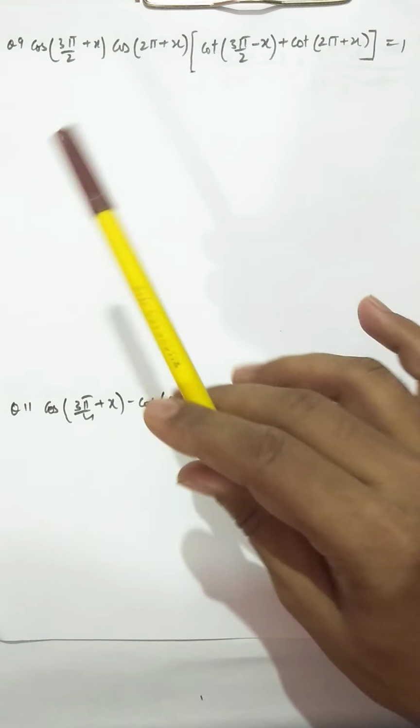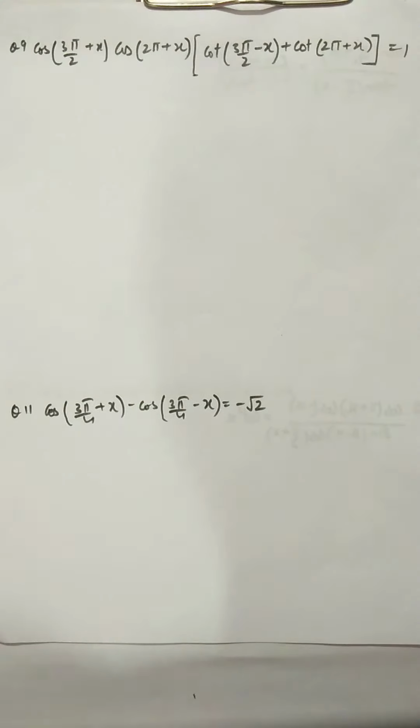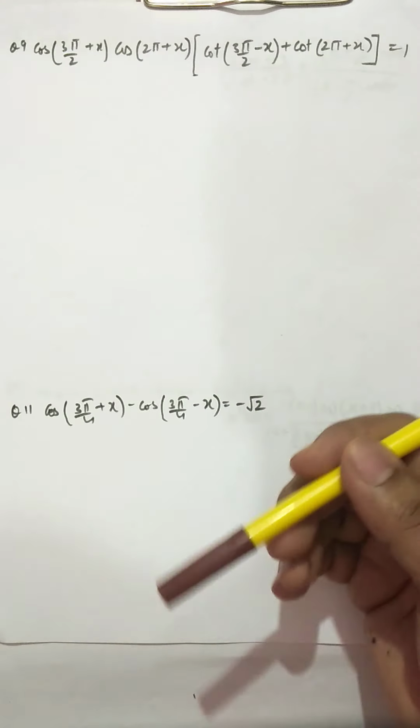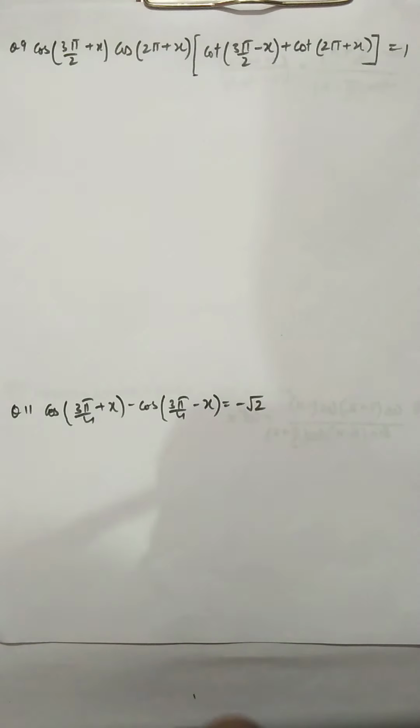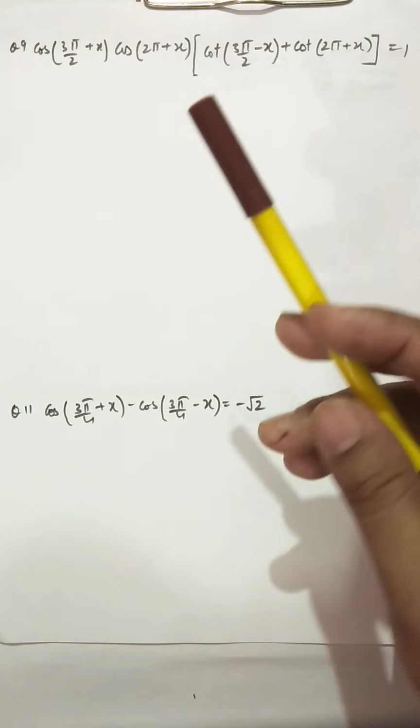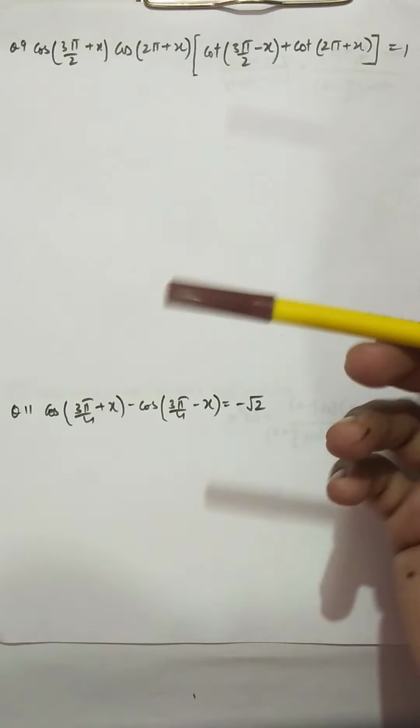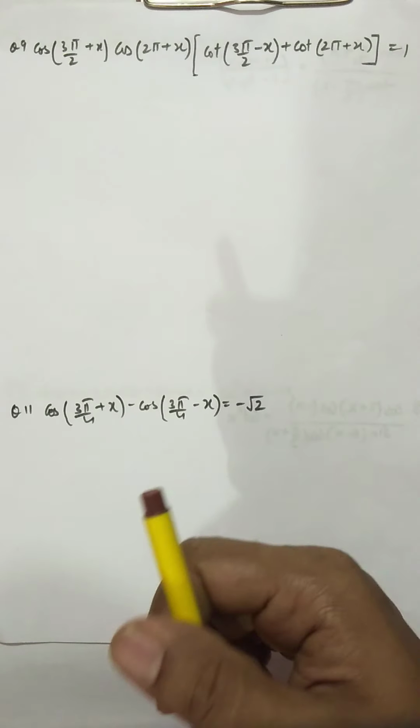Now question number 9, you see, we are going to discuss 9 and 11 first, and after that we will discuss 7 and 8 also. But why I'm discussing this formula, because these two questions are different from question number 7 and 8.